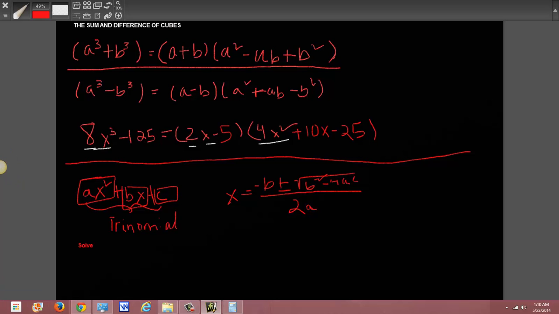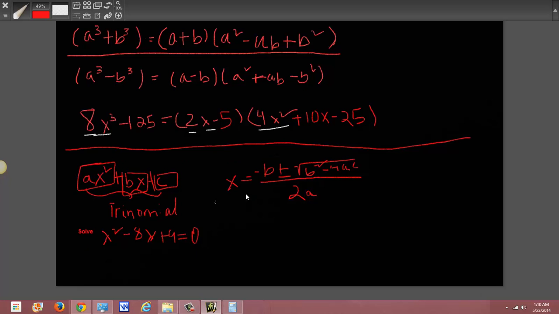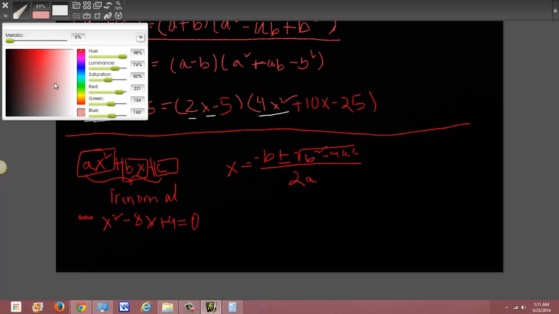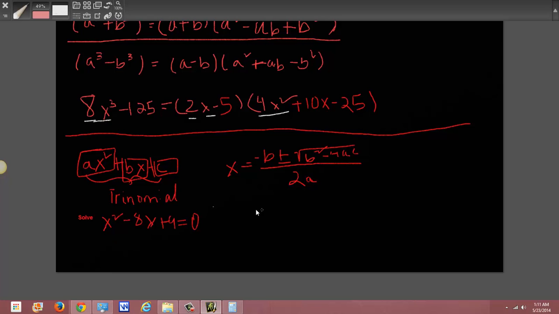Let's solve this: x squared minus 8x plus 9, and we're gonna always set it to 0 just to solve. So set it to 0. We're gonna solve it using the quadratic formula. Before we start, let's label what numbers we have. The first term we'll call A, the second term we'll call B, and the third term we'll call C.